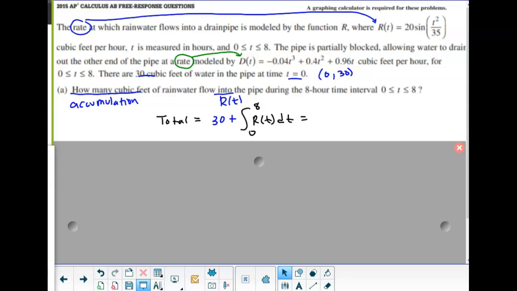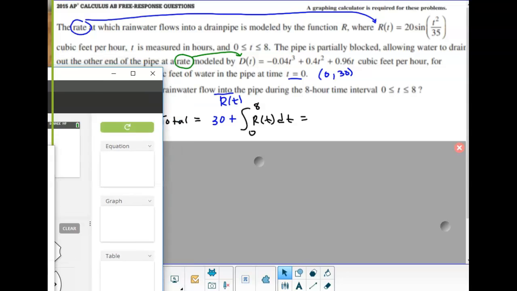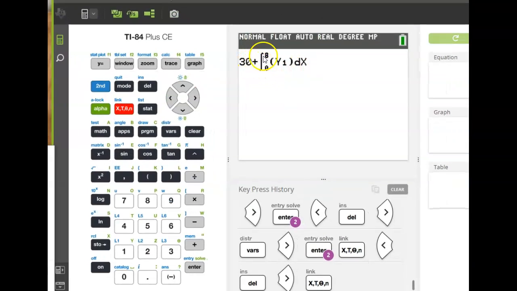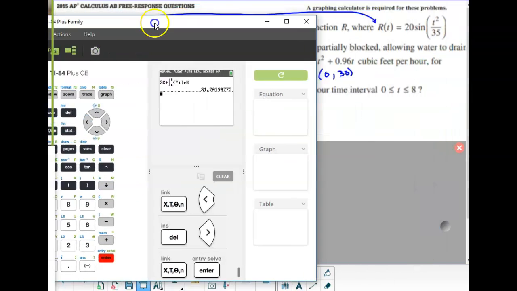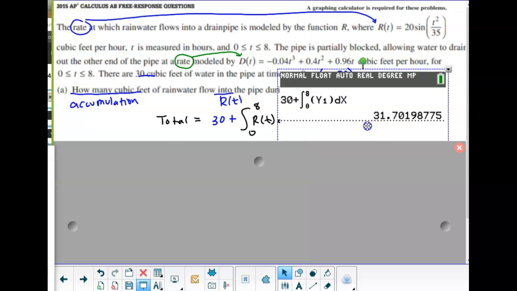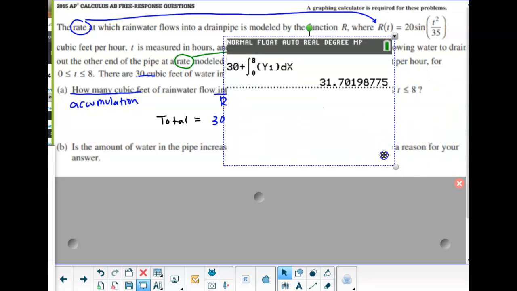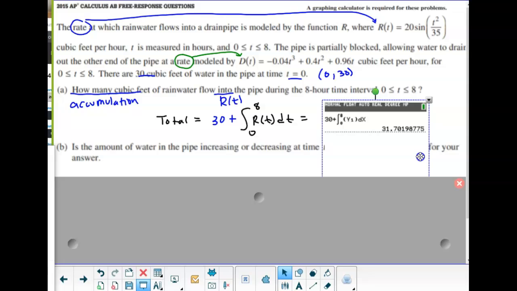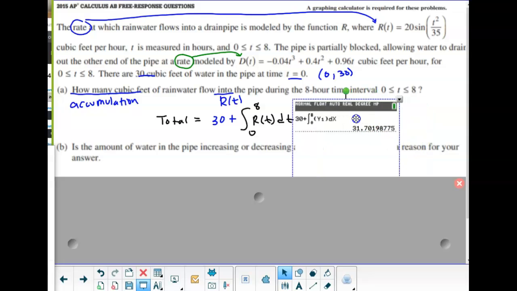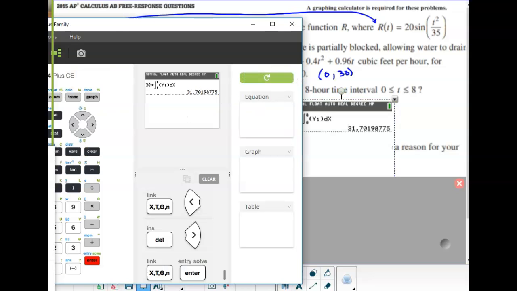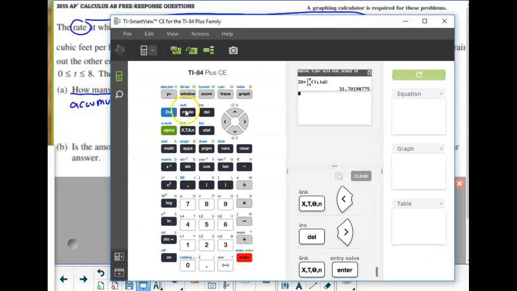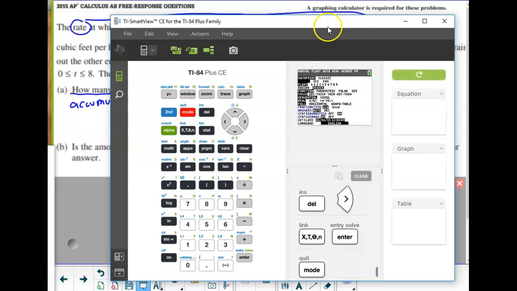I keep screwing up because there's a delay on my clicks. So 30 plus 0 to 8, y1, dt, and there it is. Now, if you didn't get that, there's a strong chance that maybe you mistyped one of the problems. No? Oh, you know why? I didn't check to see if I was in radian mode. I bet you I'm not. Did you guys get 70 something? See, well, let me show you this.